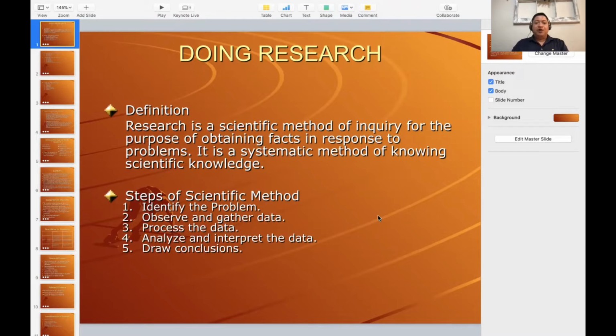Number five, draw conclusions and recommendations. The importance of research is that you have to have recommendations that will be useful in your community, in your workplace, and for future researchers.